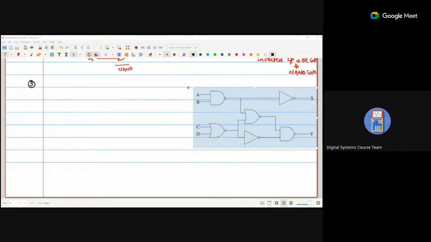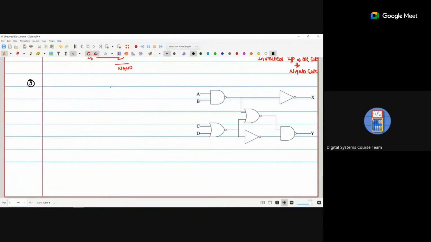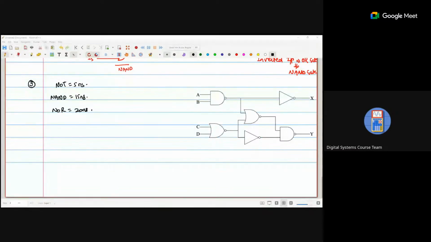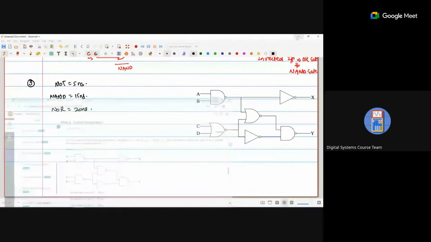NOT gate is 5, NAND is 15, and NOR is 20 nanoseconds. The NOT gate has a 5 nanosecond delay, NAND is 15, and NOR is 20 nanoseconds. Okay, so what is the output time taken?